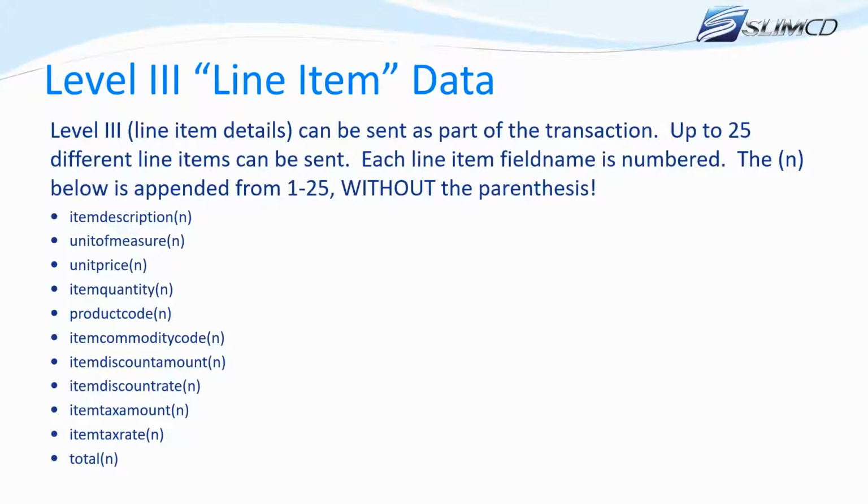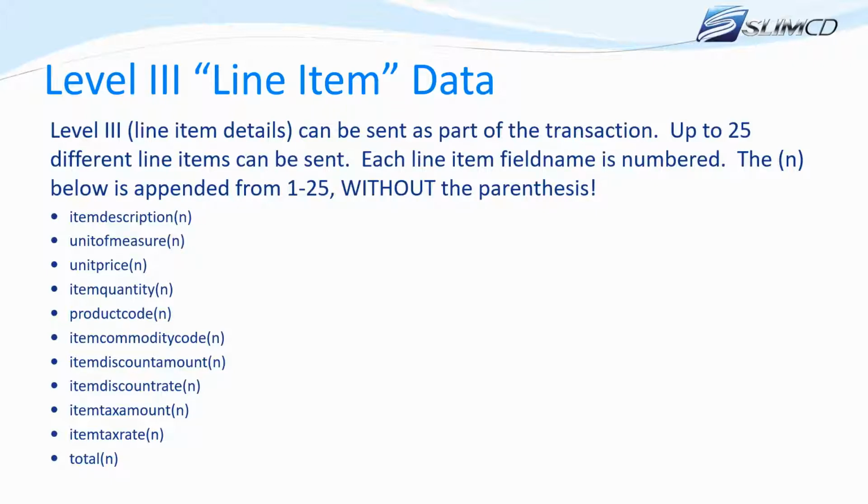So again, for auto rental folks, they already know a lot about that. Now, I've talked about level 3 before, and that does apply to a lot of industries, so I'm going to spend a little more time on it. So here with level 3, we have the ability to send up to 25 items. So each one of these things, I show them here with parentheses, but it's really just item description followed by the number 1, unit of measure 1, unit price 1, item quantity 1.